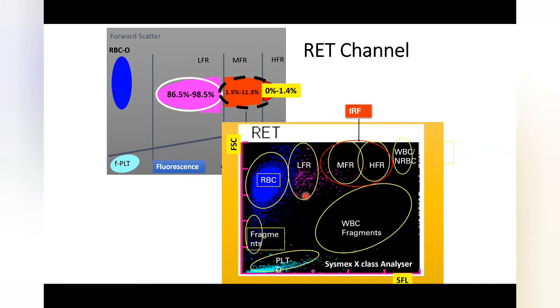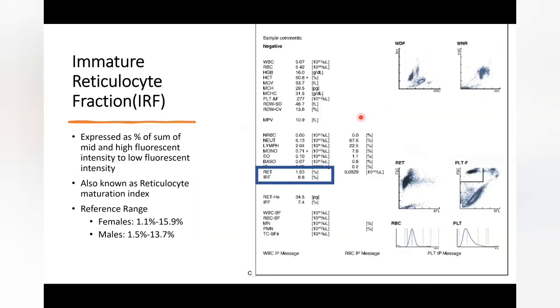So whenever we see this, the majority of normal reticulocytes belong to the LFR region. That is approximately 86.5 to 98.5% of the reticulocytes are LFR, whereas only 1.5 to 11% are in the mid region and only about 0 to 1.5% are in the high region. Whenever we combine these two, that is mid and high, this is called the immature reticulocyte fraction. So now what is the significance of the immature reticulocyte fraction? This is a reportable parameter which is given on the Sysmex analyzer. So whenever you do a reticulocyte count, you are able to see these two parameters here. You can see the reticulocyte count and IRF.